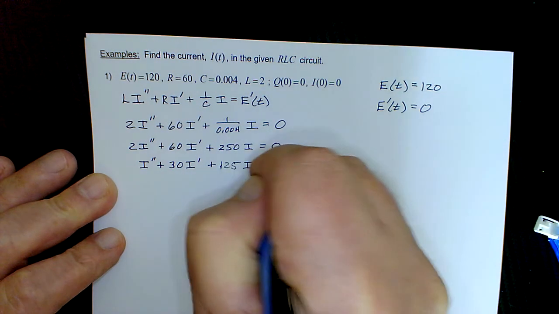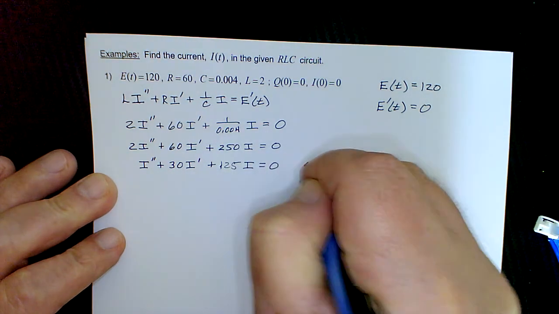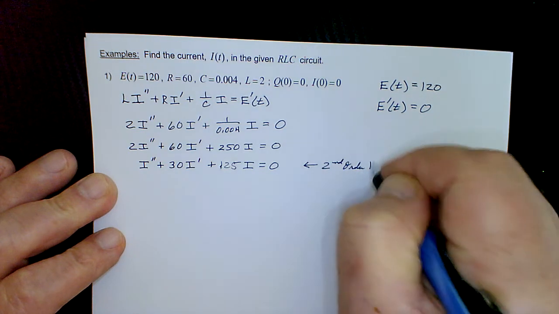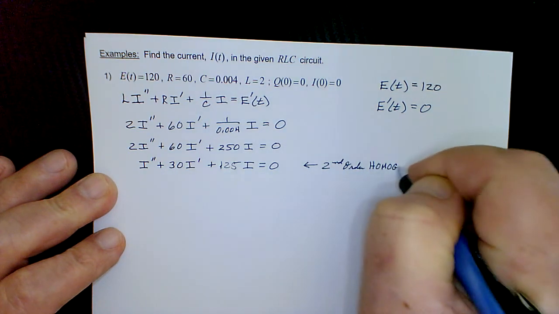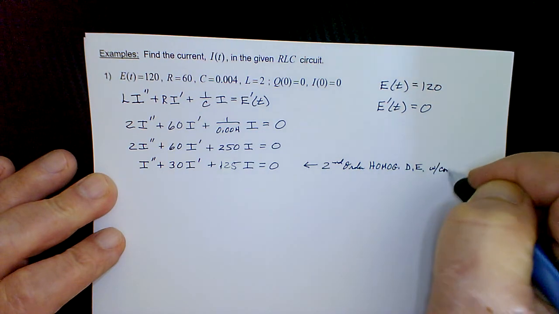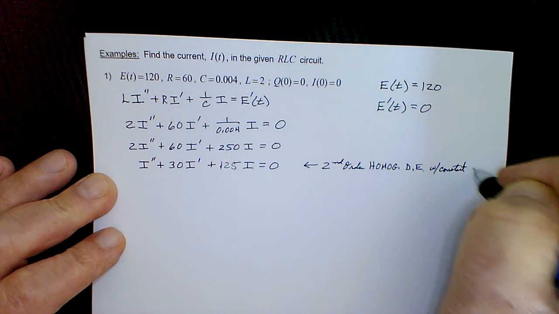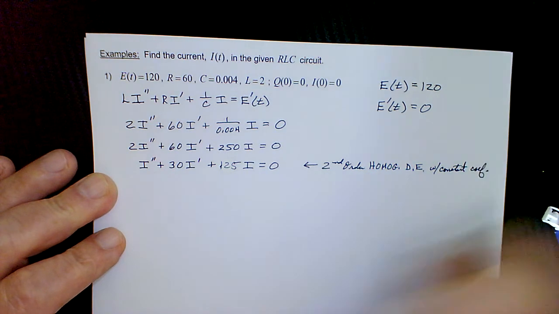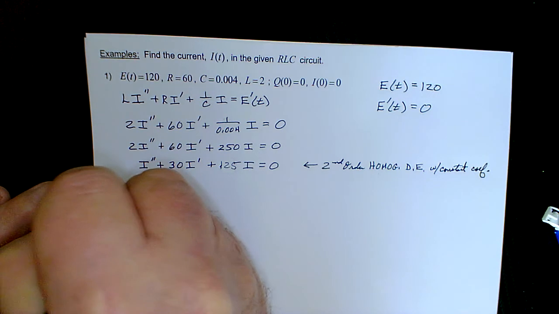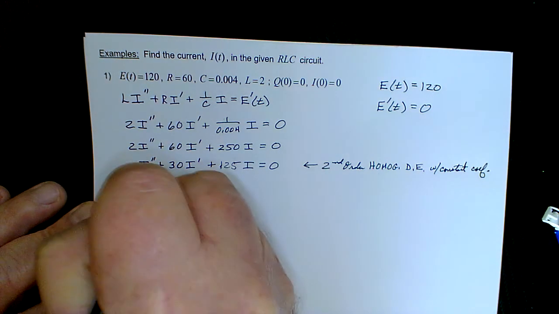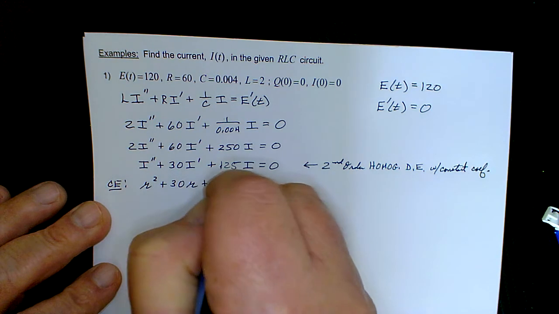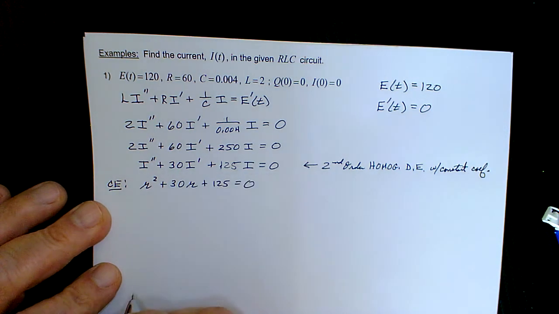So plus 125I is 0, and that's a second order homogeneous differential equation with constant coefficients. So we form the characteristic equation, r squared plus 30r plus 125 is 0.